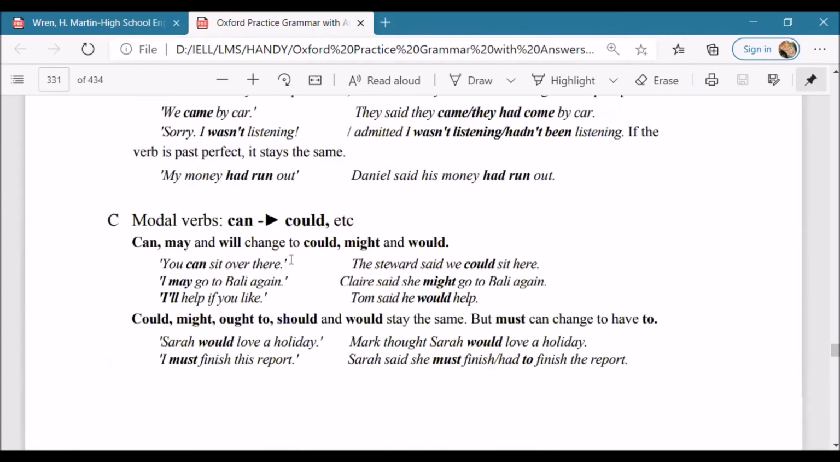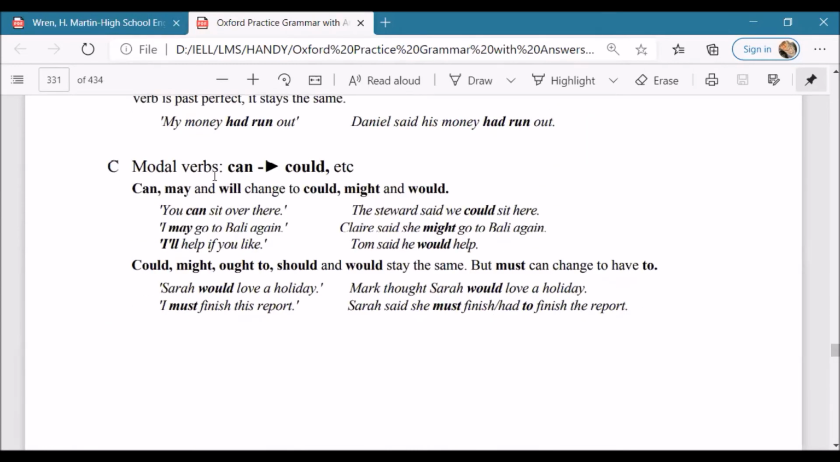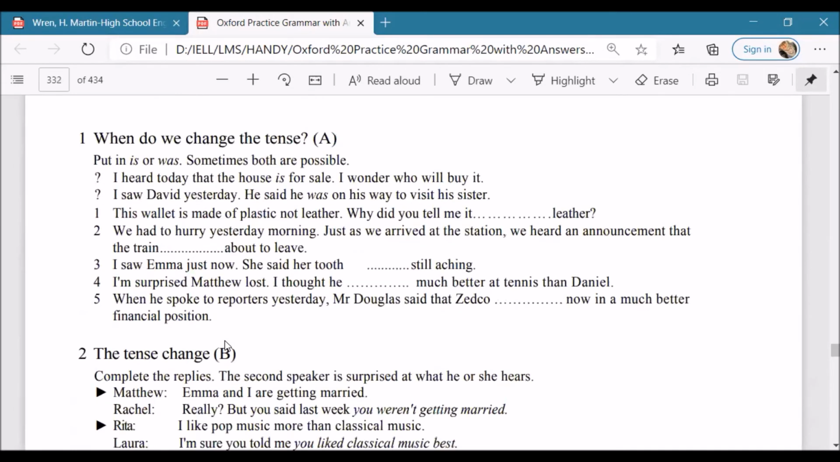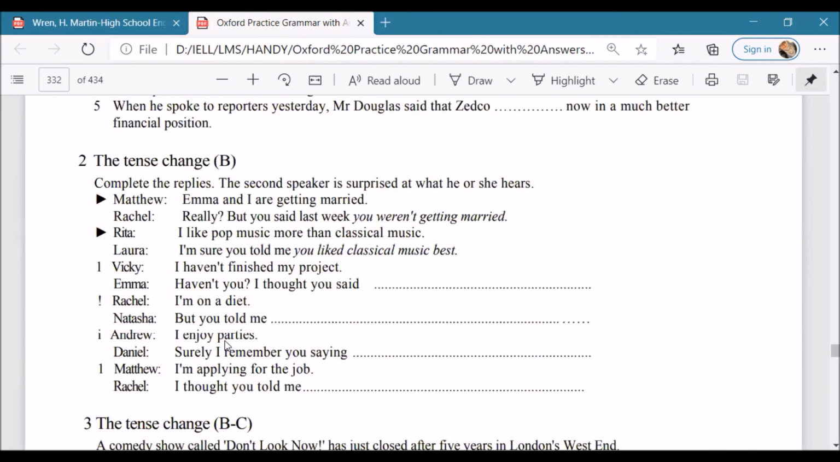Okay, so modal verbs could also be changed like this, like can is changed to could. So can, may, and will would change to could, might, and would respectively. So can would be could, may would be might, will would be would. Okay, and these would stay the same because they all kind of give a sense of past. But must we can change to have to. Okay, I must do this, I have to do this, and so on. Then we have some more exercises if you are willing to do.